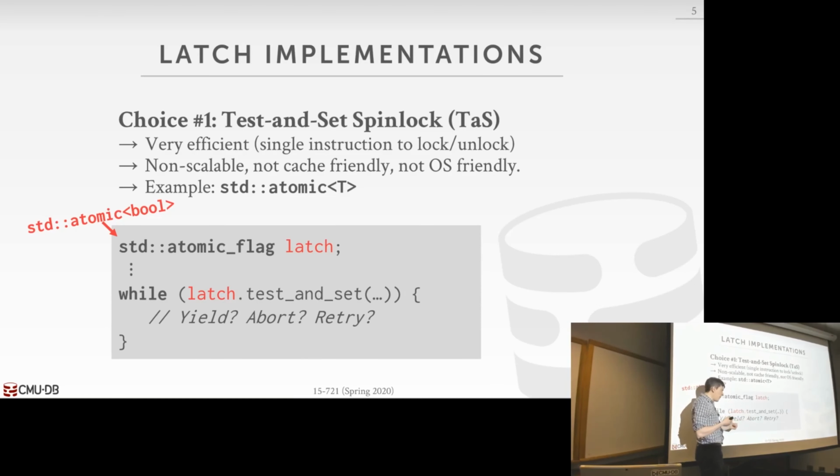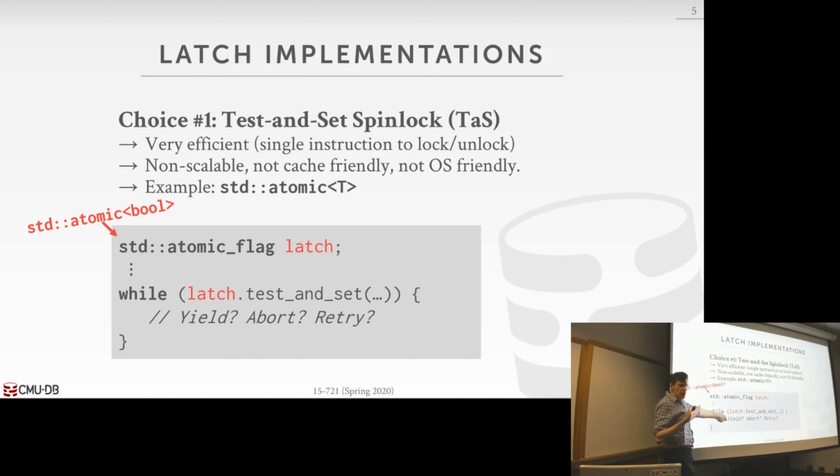If not, then I fall down to this while loop, make some decision about what to do, and then come back and try it again. So I'm spinning and burning cycles trying to get this thing over and over again. The tricky part is obviously in the middle here, and this is what Linus is saying: the decision of what to do here is non-trivial, and you may end up doing the wrong thing that could cause the OS to make bad scheduling decisions.